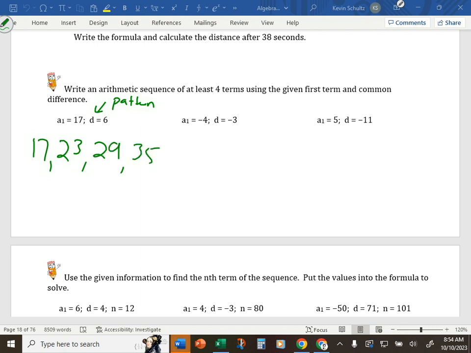Okay? We're not starting with the whole formula because it's a lot. We're just starting with kind of the basics here. What's the first term?